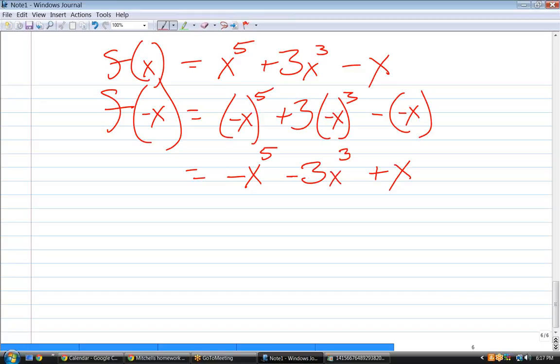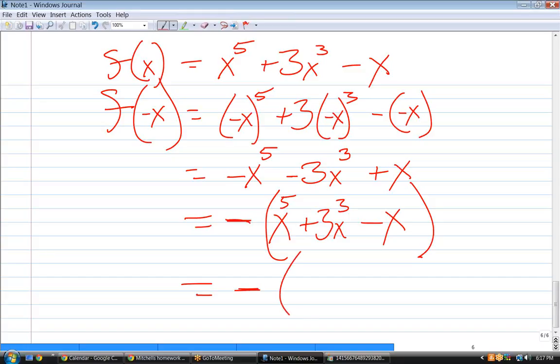F of minus x. Well, I'm sorry, I didn't ask the question properly. Is that f of x or minus f of x or neither? Minus f of x. You're right, because I can factor out a minus sign, leaving behind x to the fifth plus 3x cubed minus x, which is minus f of x. Don't need the parentheses.